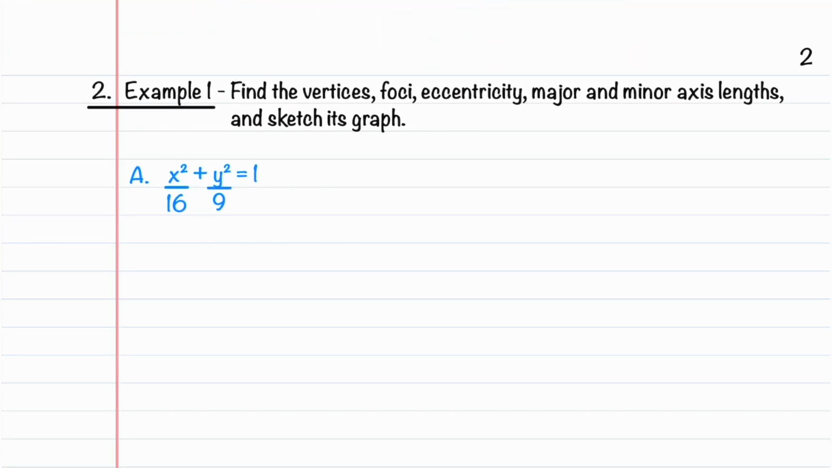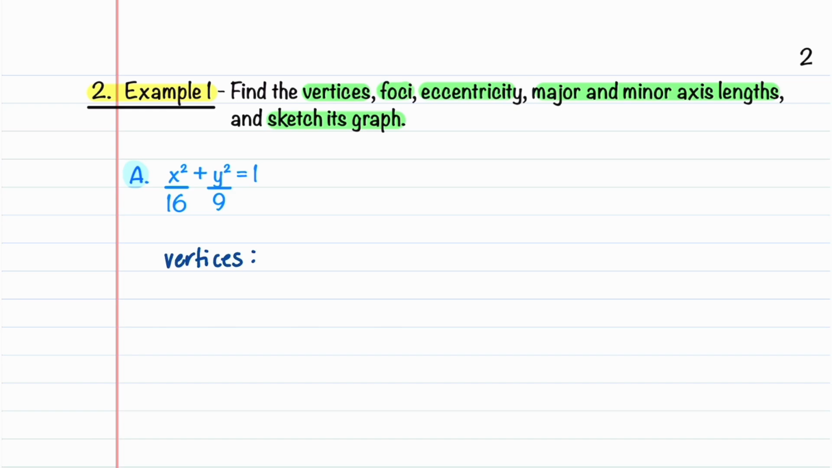Let's now look at some examples. In our first example, we are going to find the vertices, foci, eccentricity, and then major and minor axis lengths, and then we're going to sketch the graph. We're going to do two examples like this. In our first example, we have the equation x squared divided by 16 plus y squared divided by 9 is equal to 1. Let's first find the vertices.